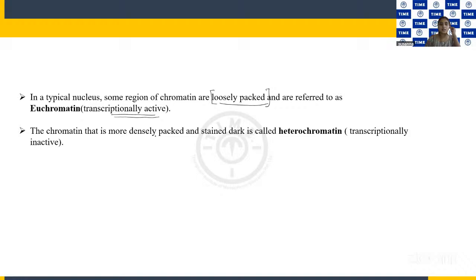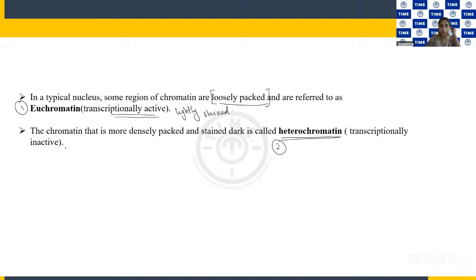Now the chromatin that is more densely packed, and stained dark, is heterochromatin. So one type is euchromatin and the second type is heterochromatin. Heterochromatin will be densely packed and stained dark. In the case of euchromatin, it will be loosely packed and lightly stained. And heterochromatin will be transcriptionally inactive.